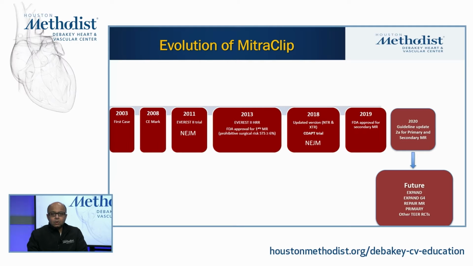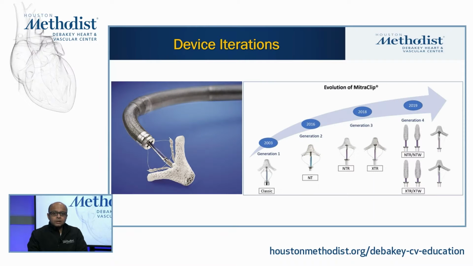And then, as you know, the COAPT trial was published in 2018 for functional mitral regurgitation patients, followed by the FDA approval for functional or secondary mitral regurgitation in 2019. And then in 2020, the most recent valve guidelines update upgraded the 2B recommendation to a 2A recommendation for primary and secondary mitral regurgitation. And then there are ongoing and future studies, which we'll talk about briefly based on the latest generation of the MitraClips.